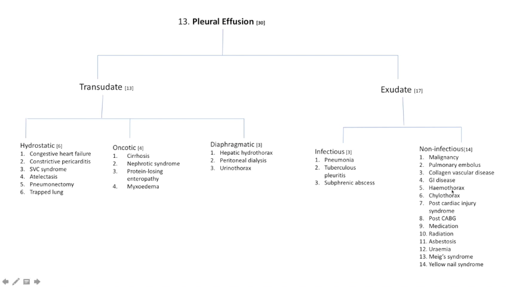GI disease, hemothorax, chylothorax, don't forget post-cardiac injury syndrome, CABG, which is coronary artery bypass graft. Some medications can cause it, radiation, especially in patients who are getting this for malignancies, asbestosis, to take a good history, uremia goes with chronic kidney disease, even acute sometimes, Meigs syndrome and yellow nail syndrome, right? So this gives you 17 causes of exudate, 13 causes of transudate. That is a crazy 30 causes of pleural effusion.